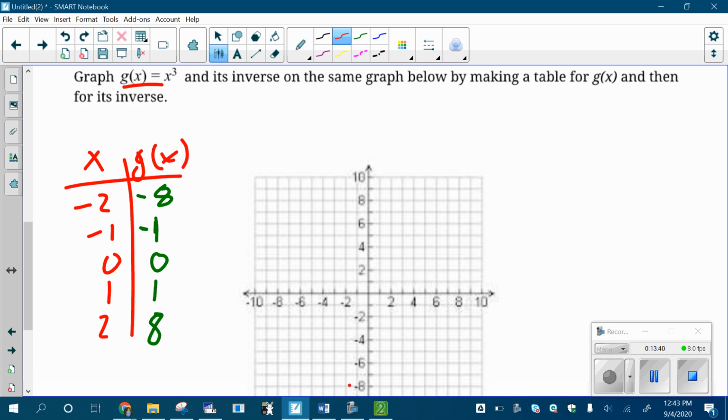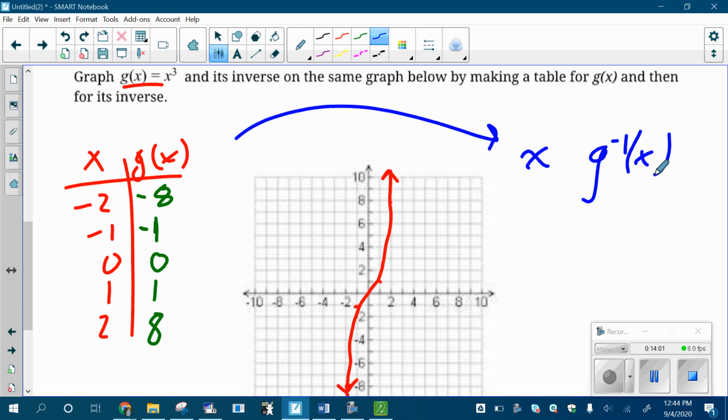Okay. So for the original g of x, we get a graph that looks like this. -2, -8. And you might remember this graph a little bit from Algebra 2. It's kind of a weird little squiggly thing. It looks something like that. That's what an x cubed graph looks like.